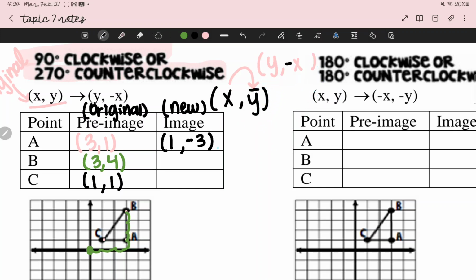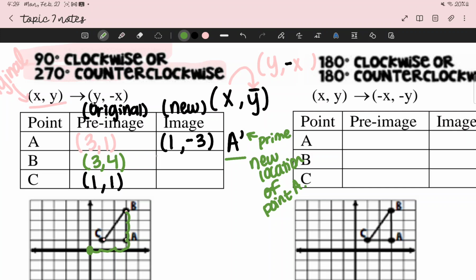I'm going to name this point A prime. And if you recall, A prime, that's how you say this. This little apostrophe represents prime, which just means this whole thing means the new location of point A. Okay, so moving on to the next one.